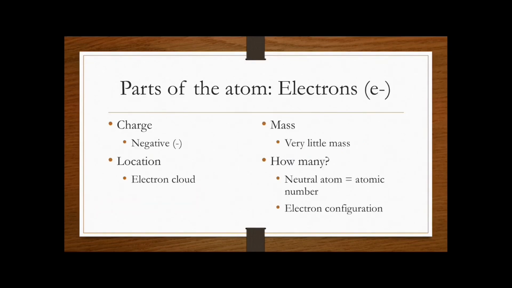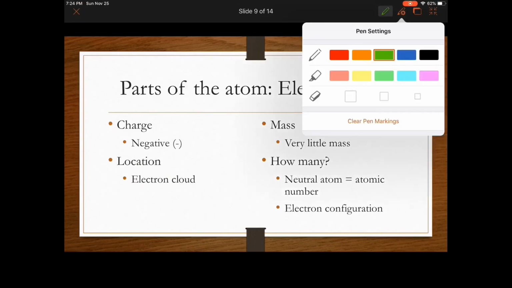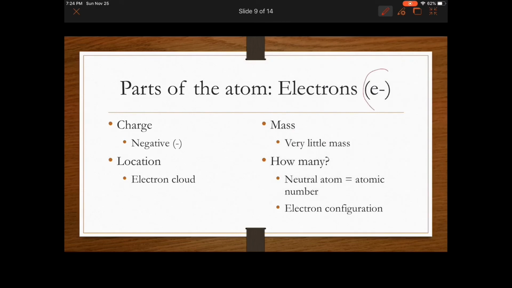All right, the next and last part of the atom we're going to be talking about is the electron. And I have symbolized this with an E minus. It does have a charge indication. That minus means that the charge is negative. So the location of the electrons, we know that they are not in the nucleus. So that means they're outside the nucleus in this nifty thing called the electron cloud. It's like a cloud of negatively charged atoms, or negatively charged parts of an atom, I apologize.